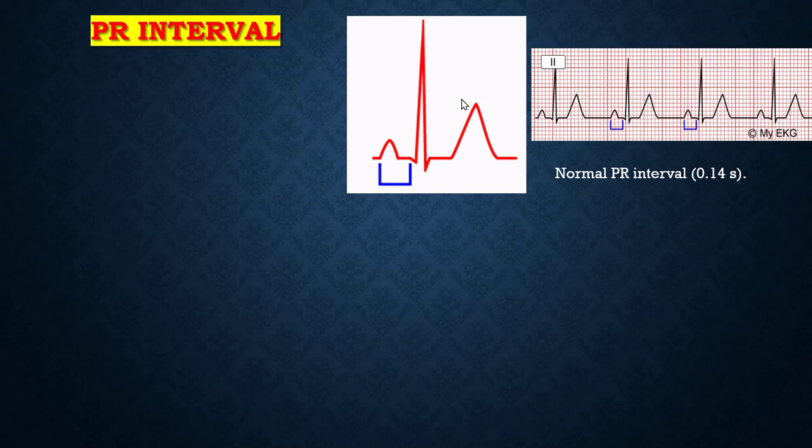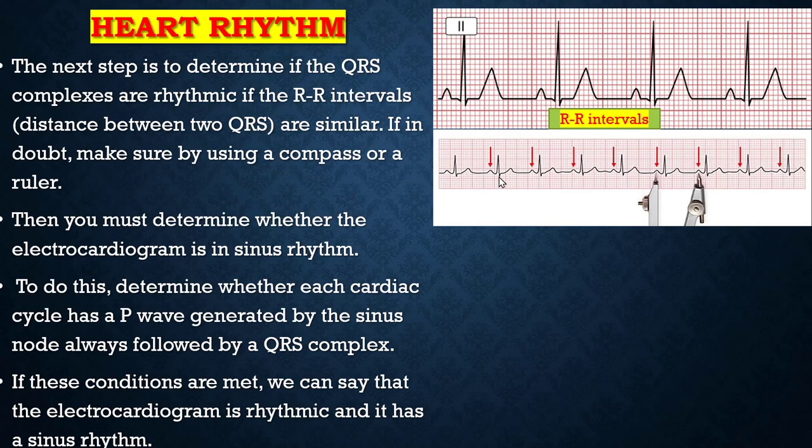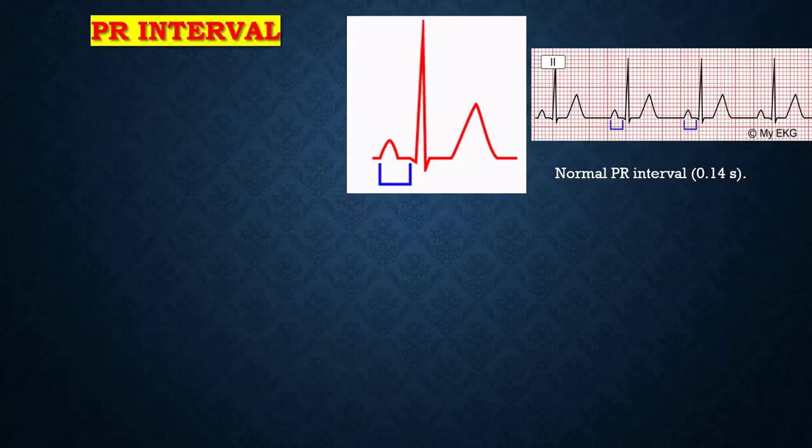If these conditions are met, we can say that the electrocardiogram is rhythmic and it has a sinus rhythm. When the distance between the two QRS complexes is the same, and when a P wave is followed by a QRS complex, when these two things are present in an ECG recording, we say that the heart is in regular or sinus rhythm.